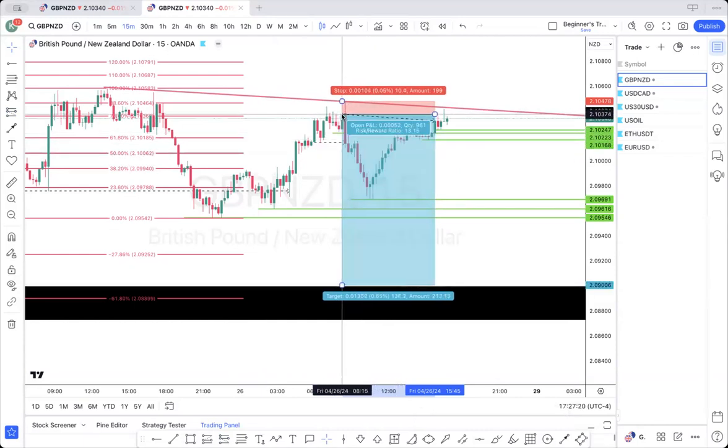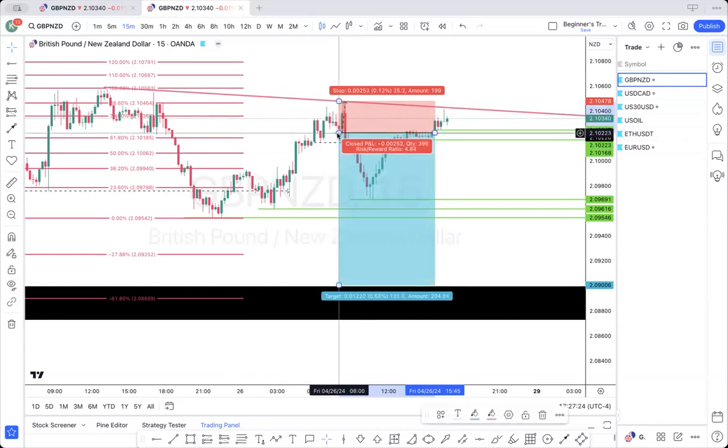So if I were just setting a limit because I was going to bed or something, this is how I would have set it. I would have set it at the order block.